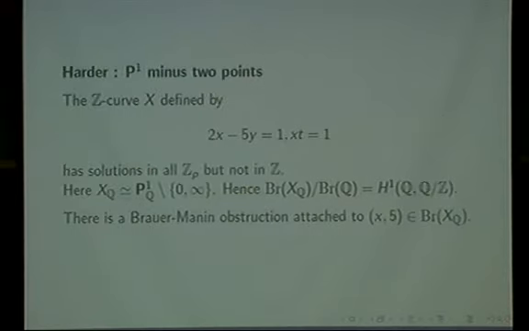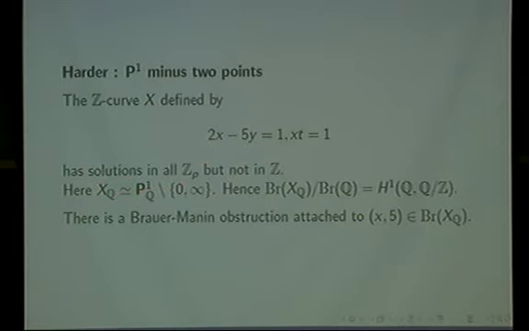Okay, now you look at the next step, P1 minus 2 points. And now look at the Z curve defined by this equation. Then you find that it has solutions in all Z_p, but not in Z. Just check. Because x_t is 1, there are not many solutions in Z again, so it's very easy to do this.